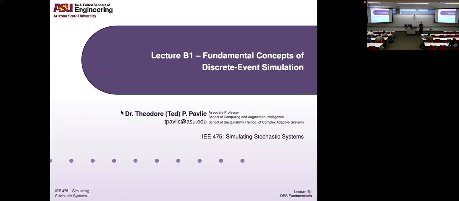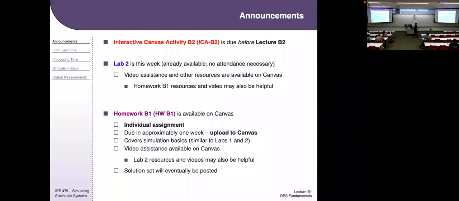Okay, all right, so finally in Unit B, we are out of the introductory material and now we can actually get into the details of discrete event system simulation. Just a couple of reminders: there is a Canvas activity due before lecture B2, the next lecture. There are 12 of these assignments, and your lowest 7 are dropped. You only have to do 5 of these throughout the semester.